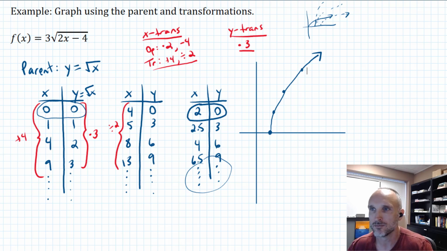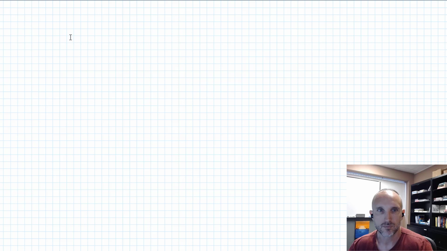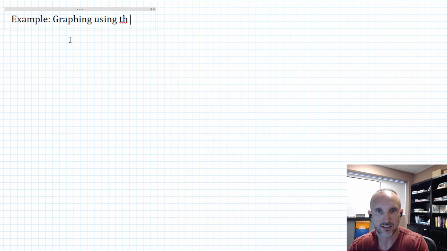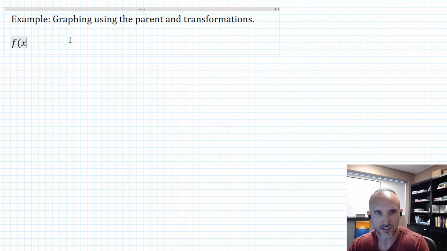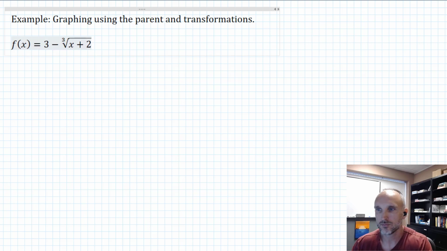Let's try one more. So same instructions, graph using the parent and transformations. And let's look at f of x equals, how about 3 minus the cube root of x plus 2. Okay.